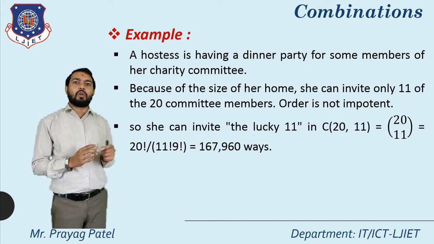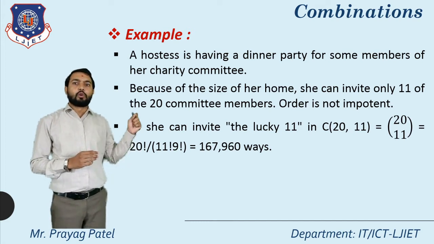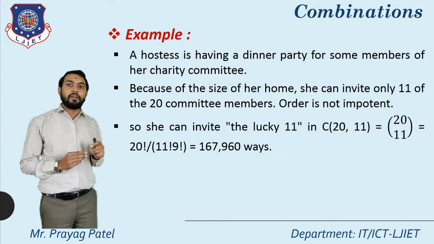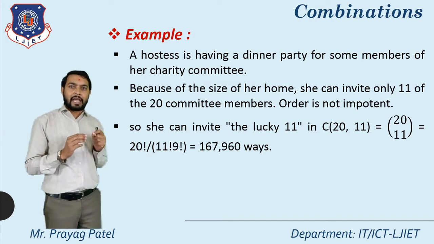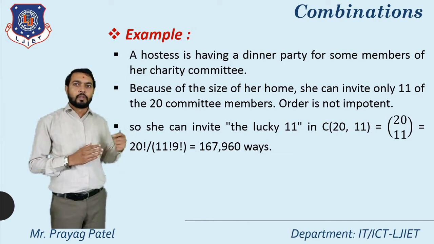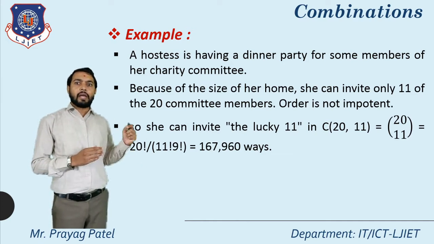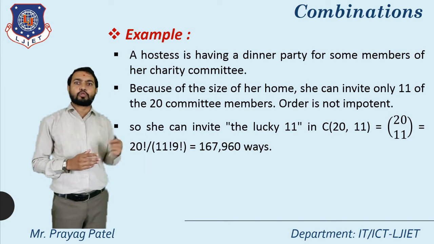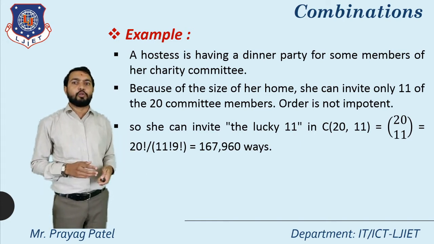So C(n, r) = C(20, 11), we can say that it is 20 factorial divided by, here the equation is n factorial divided by r factorial into (n minus r) factorial. So 20 factorial divided by 11 factorial into 9 factorial. So the total ways possible is 167960.